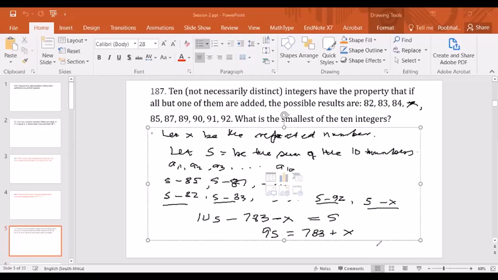Right? So I'm going to just delete these for the moment. What I want to say here is that this is 9 times S, and 783 is also 9 times something, because if you add the digits, you get 18. So this is a multiple of 9, this is a multiple of 9. So therefore x is a multiple of 9. I want to stop there, where x is a multiple of 9.